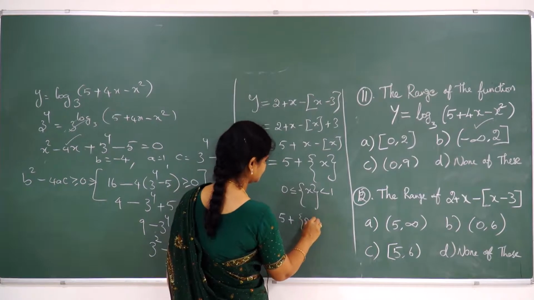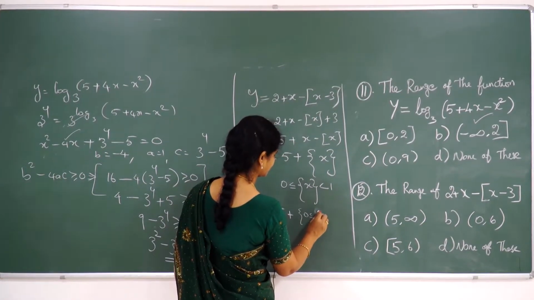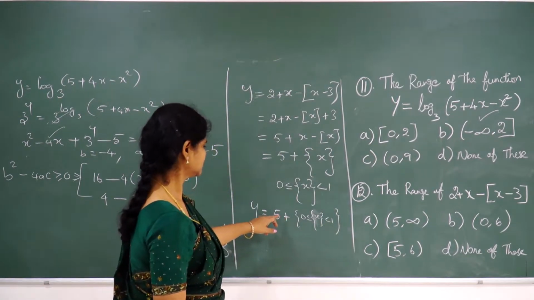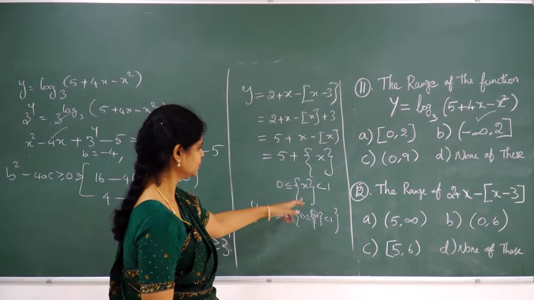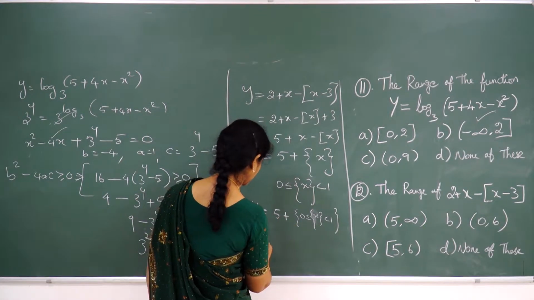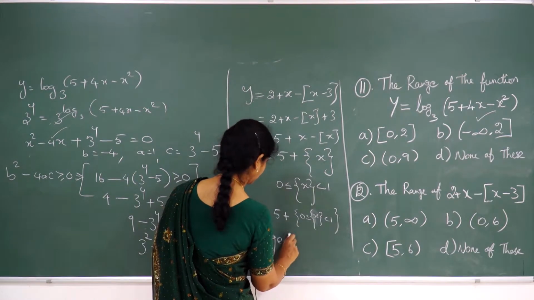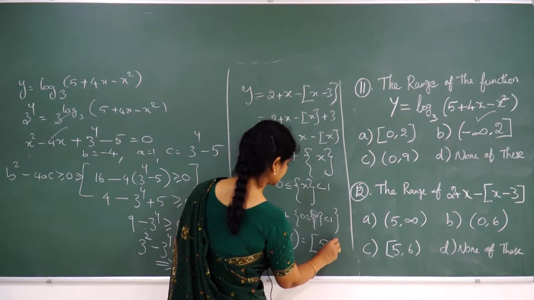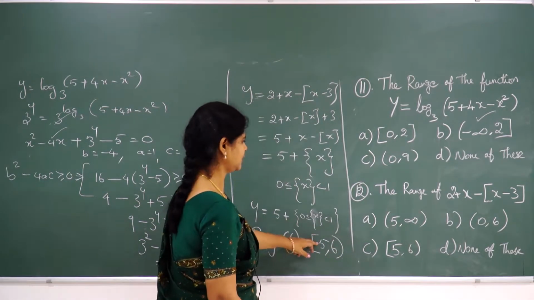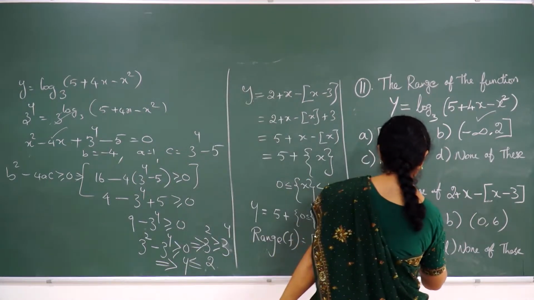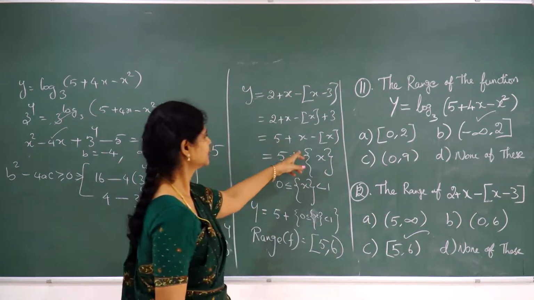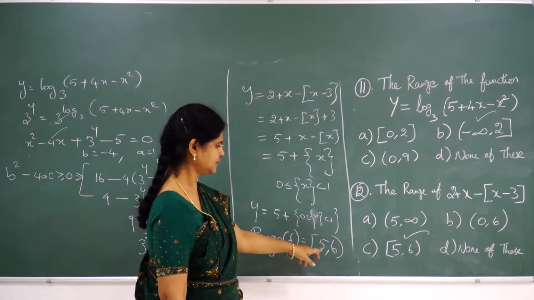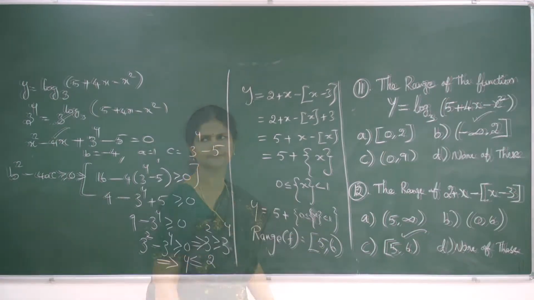So y equal to 5 plus the term which lies between 0 and 1, that is 0 less than or equal to the fractional part of x less than 1. So the y term ranges from 5 to 6. This is the range of f, that is y belongs to the interval closed at 5 and less than 6. This is your range, which is option C. C is the correct answer. So using the greatest integer property, you get the fractional part which lies between 0 and 1, so the range 5 to 6 is the correct answer.